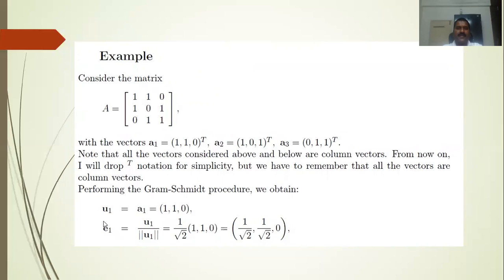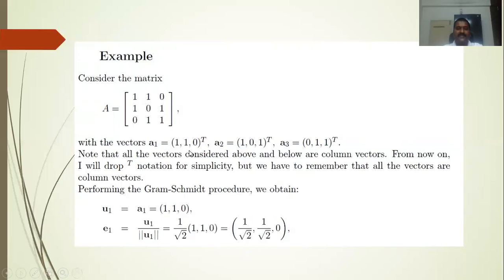For a hand computation, this is 3 by 3. Tomorrow it can be 4 by 3. We'll take an example in the next class with 4 vectors. Now, what's my A1? A1 is 1, 1, 0. A2 is 1, 0, 1. And A3 is 0, 1, 1.